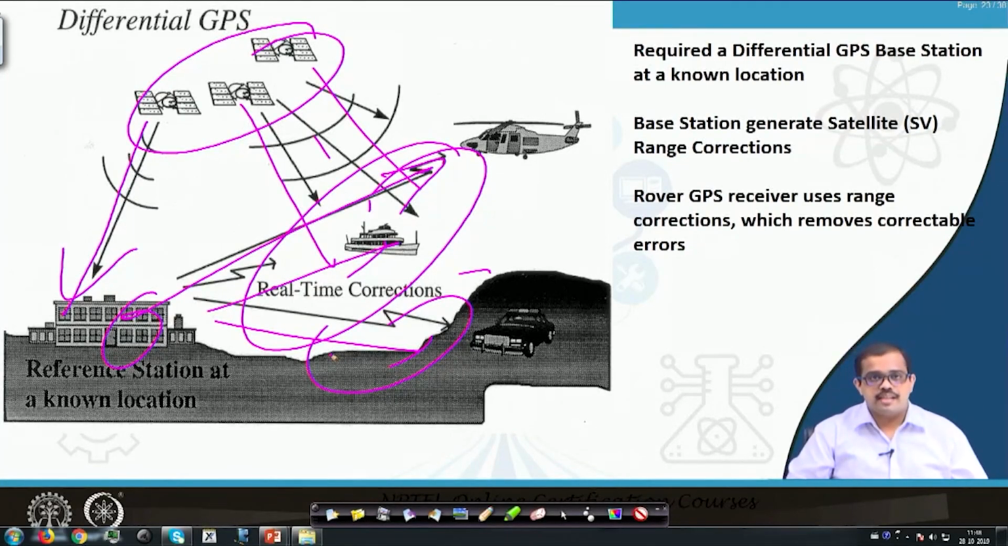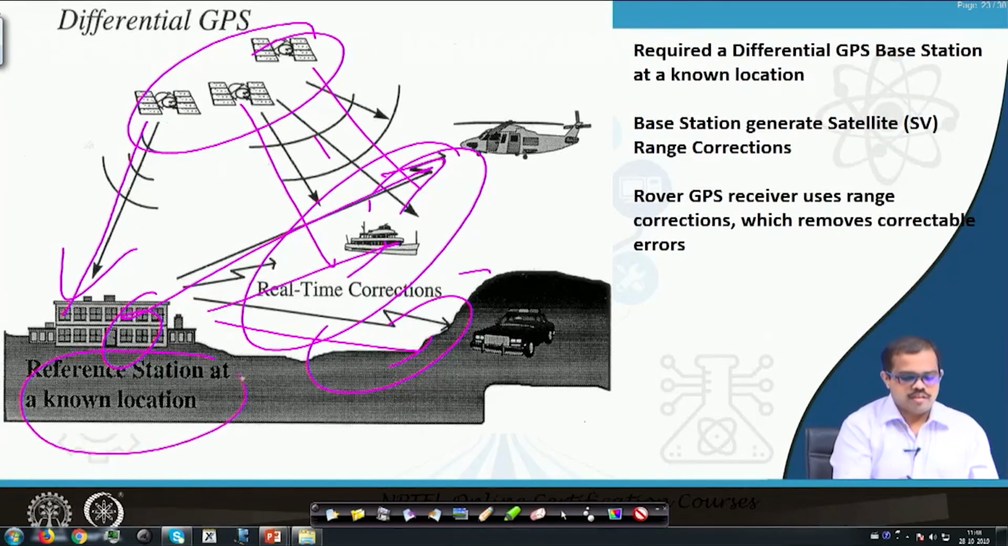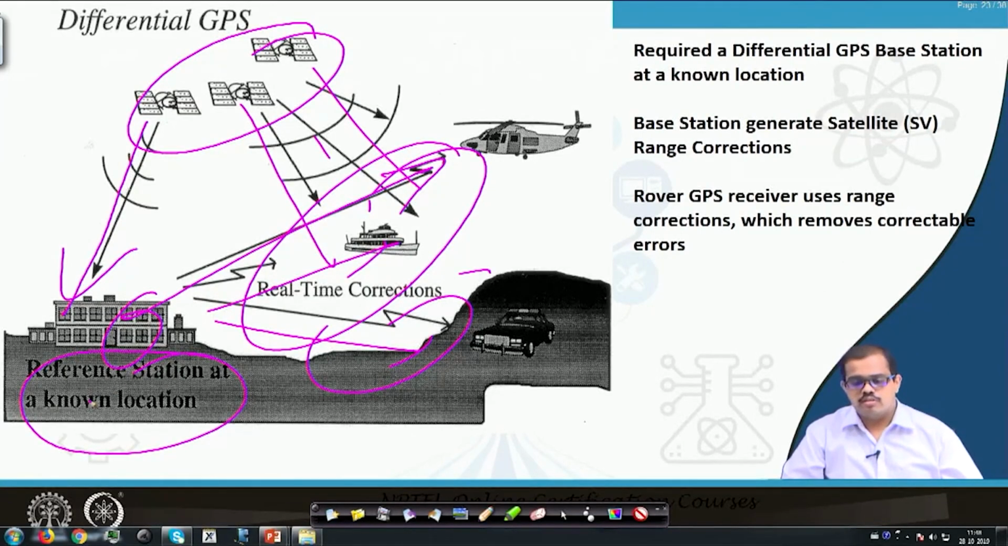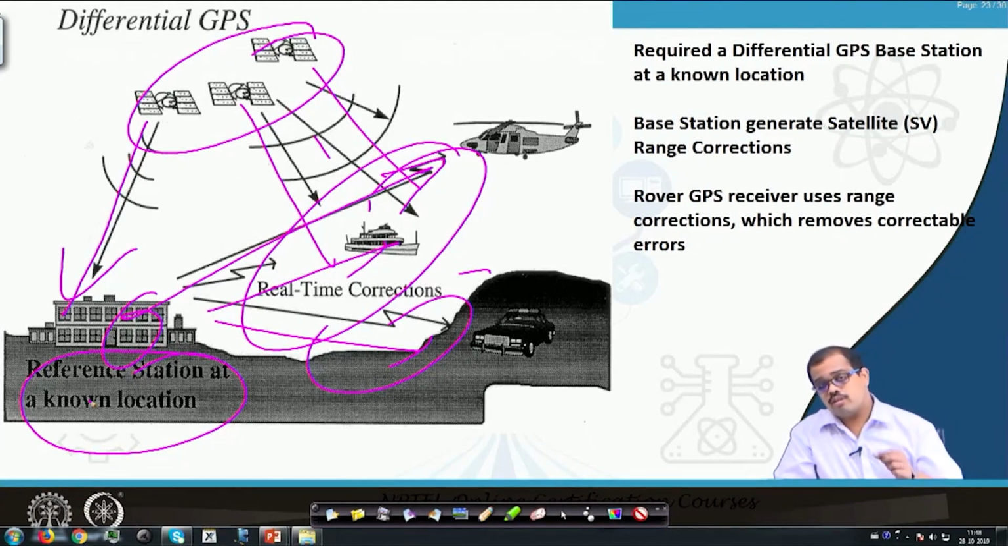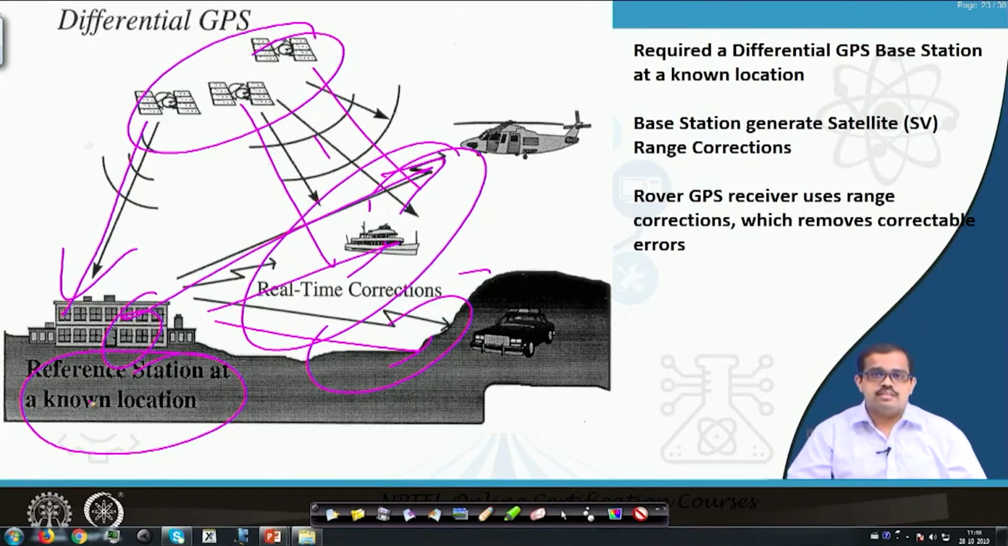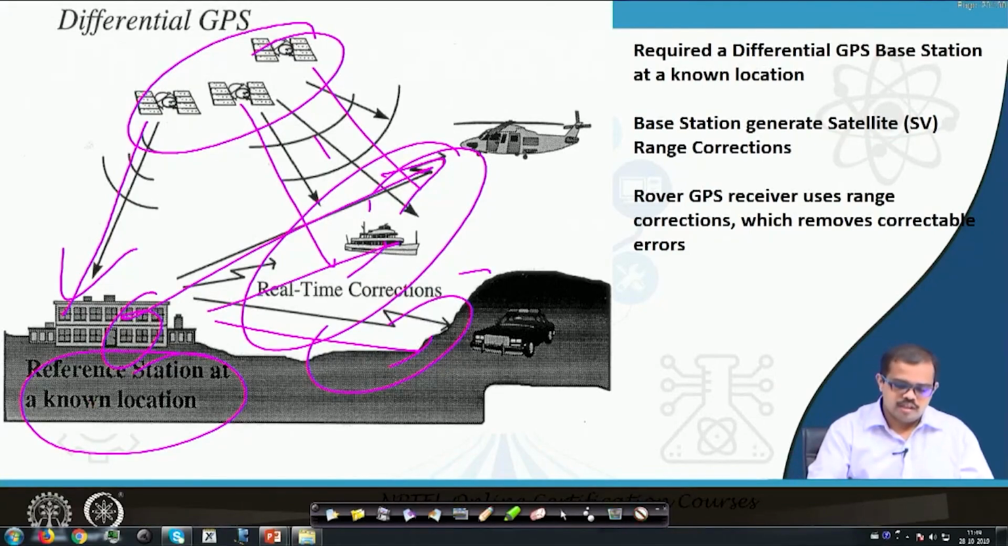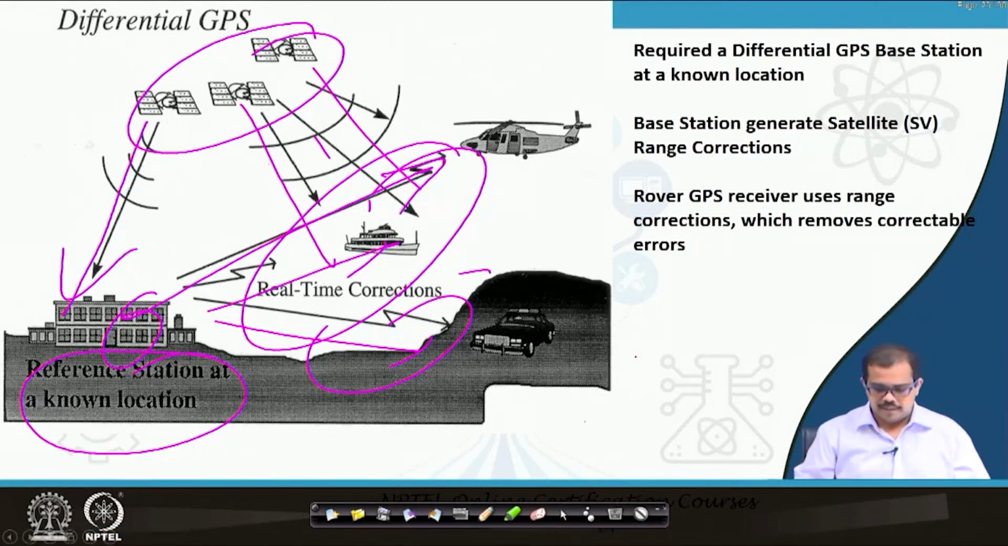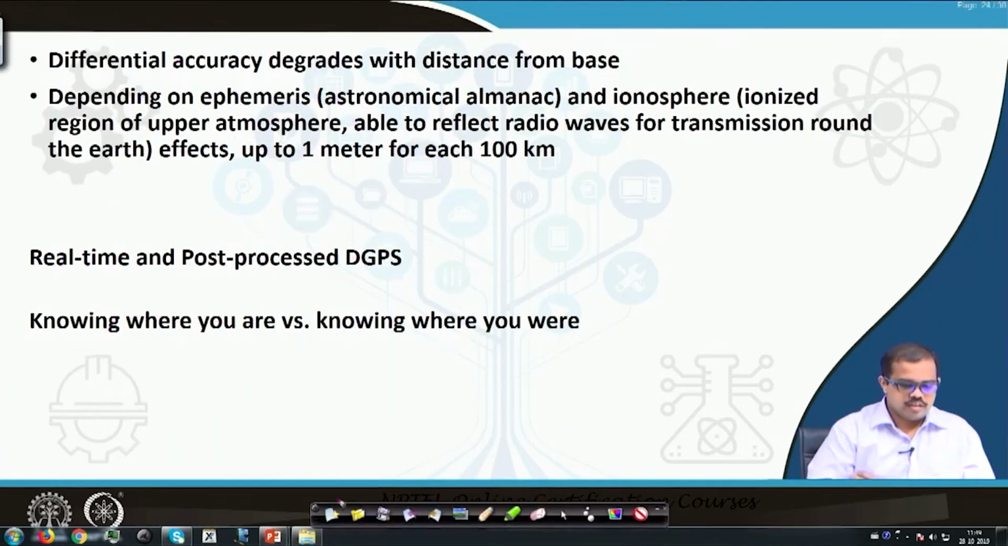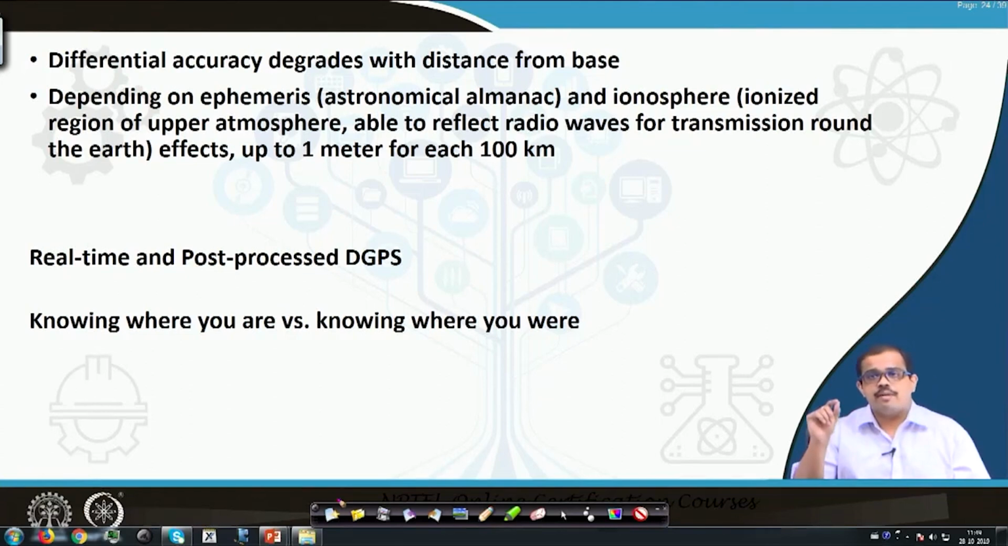What it basically needs is a well-known reference station, that is, a known location. The reference station does a range correction. Then the rover GPS uses these range corrections, which remove the correctable errors from your GPS signals. Once it removes the correctable errors, this is communicated back into your navigation system wherever you are trying to apply it.